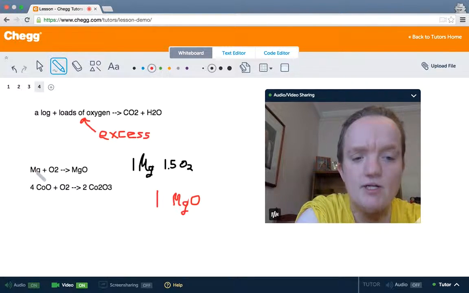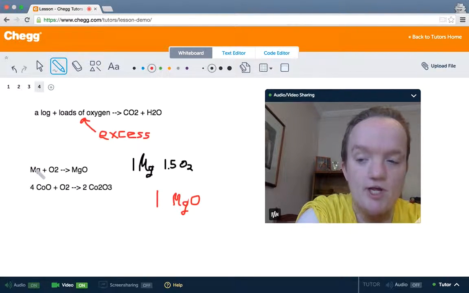So one way we can identify which is the limiting reagent is to consider each reagent in turn and say how much product it is going to form. Whichever one forms the least product, in this case the magnesium, is going to be the limiting reagent. And the other one is going to be the excess reagent.